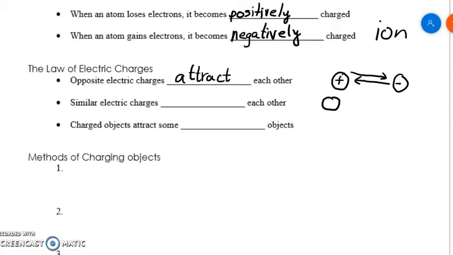Similar electric charges, so we mean positive and positive or negative and negative, they repel each other. So this positive charge would be pushed that way, and this positive charge would be pushed that way. Same thing happens with negatives. Charged objects, positive or negative, attract some neutral objects.